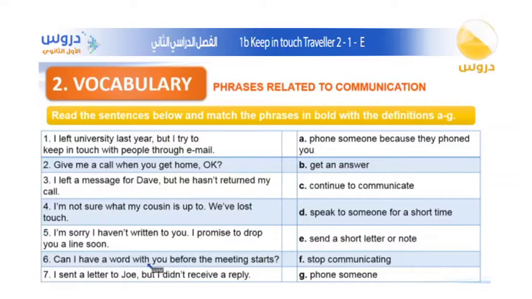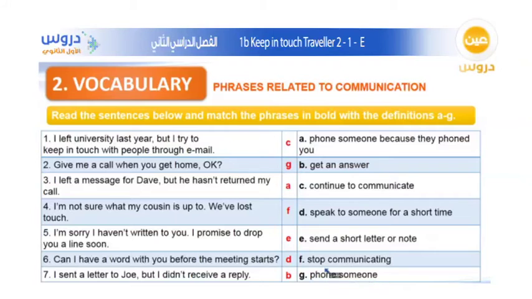Can I have a word with you before the meeting starts? The last one is, I sent a letter to Joe, but I didn't receive a reply. So here, this is the correct answer for these phrases. So number one, go directly with this one. A, to communicate or continue to communicate.